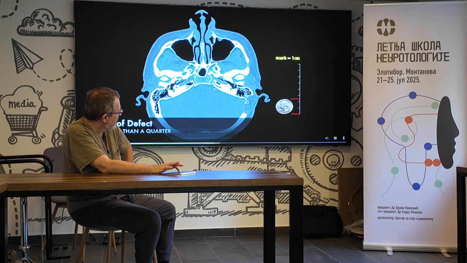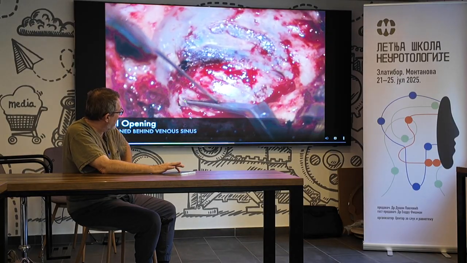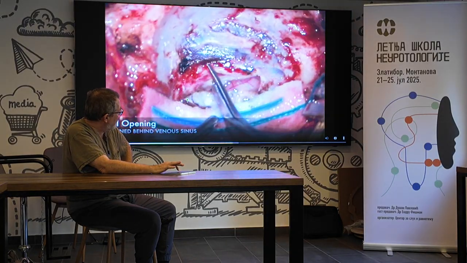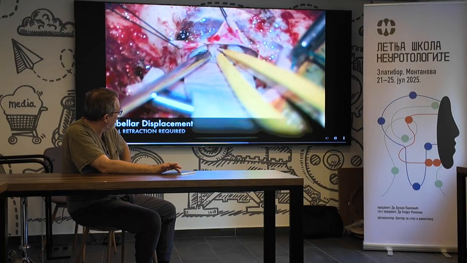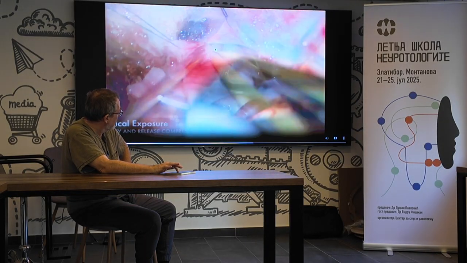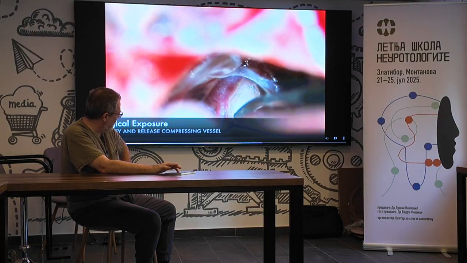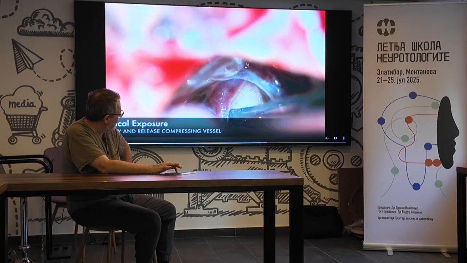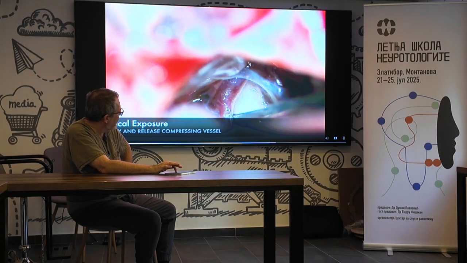And here is the bone over the sigmoid sinus. It's just cracked a little here because I lift this up. So we have a window. And by doing it like this, I don't have to push the brain very much at all. I just open here and release the spinal fluid. And this is the trigeminal nerve. You can see this is a vessel crossing. This is actually a very large vein, and you can see it on imaging.